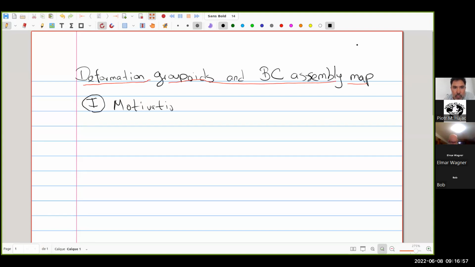I will recall what the Baum-Connes assembly map is. Maybe Paul Baum is there, so I'm glad to talk about this. He's coming. Ah, okay.